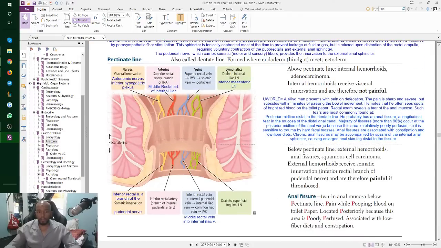So down here, for the external area below the pectinate line, the arterial supply is again pudendal, right? So the pudendal artery is a branch of your internal iliac artery, and this picture here is just your inferior rectal artery, right? In fact, everything below, everything external is actually pudendal, so that's what's nice about that. Really easy to remember. Everything above is superior rectal, right?